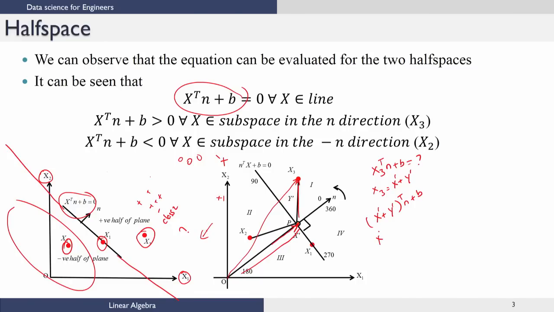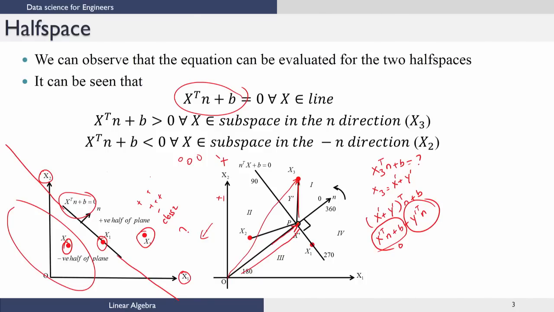This will become x prime transpose n plus b plus y prime transpose n. All I have done is move b closer to this term to show you something. Now, notice what happens to this term right here. Since x prime is on the line and the equation of the line is x transpose n plus b, this has to go to 0. So, when we compute x3 transpose n plus b, we are simply left with this term right here.